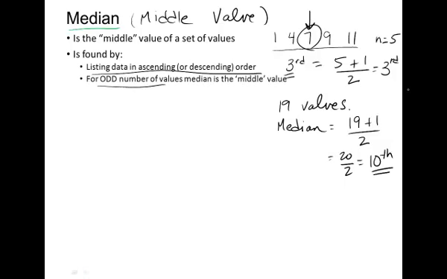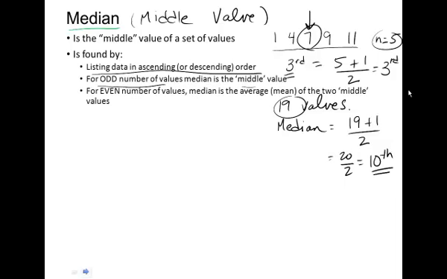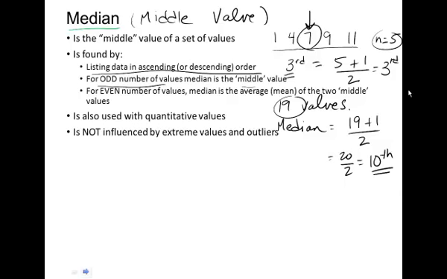For an odd number of values, which is what we did here with 5 and here with 19, you literally just take the middle value of that list. But the question comes up, well, what if there's an even number of values? Well, then it's the average of the two middle values. It's also used with quantitative data. And the median is not as influenced by the extreme values and outliers as the mean is. And so you can think about what are some examples where we use the median instead of the mean. One is housing prices.